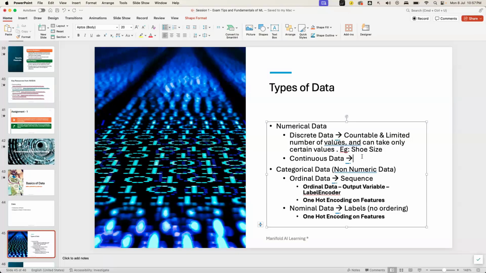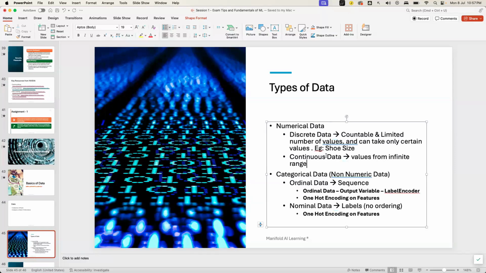We have another type of data, the continuous data. In the case of continuous data, these are values that can be measured, and it can have values from an infinite range. To give you an example, the salary of a person. If you want to represent the salary of a person, the salary can have any value.